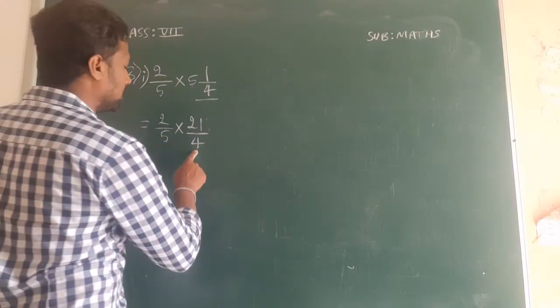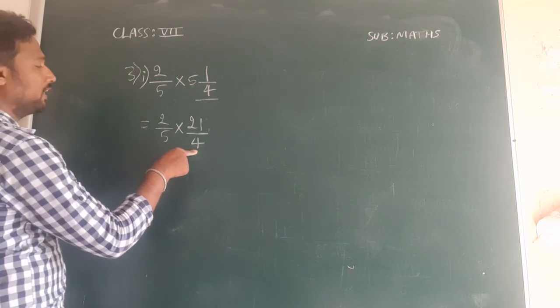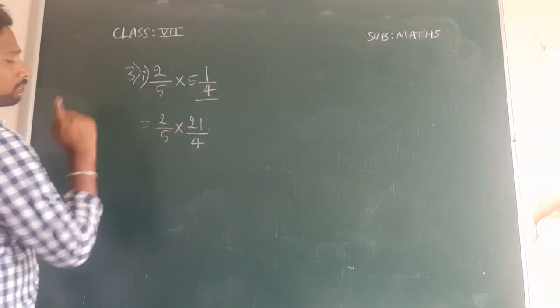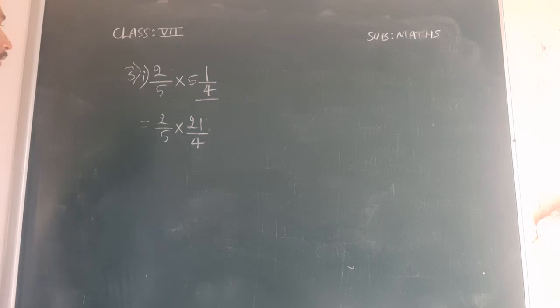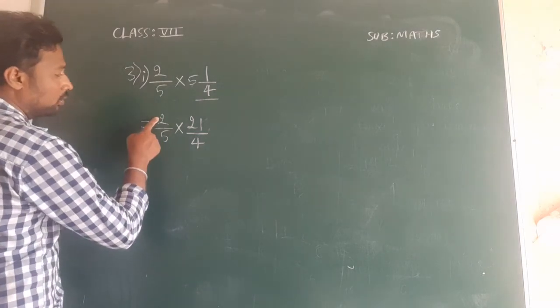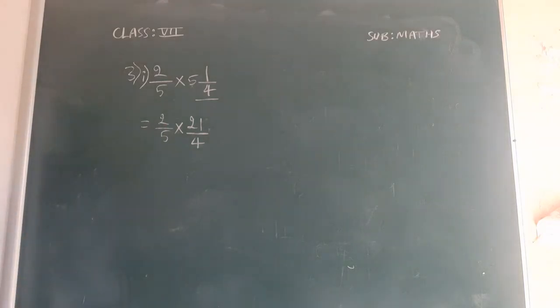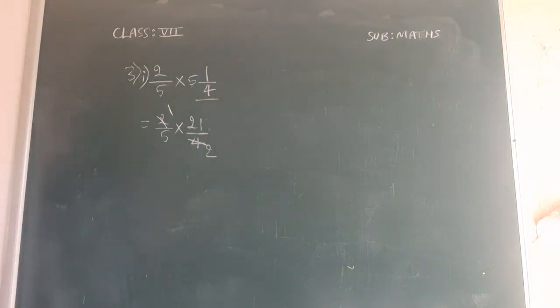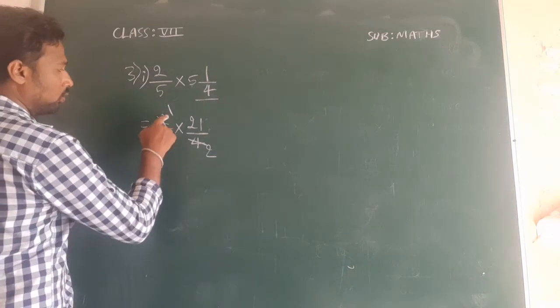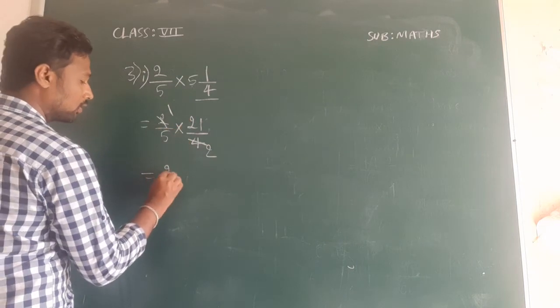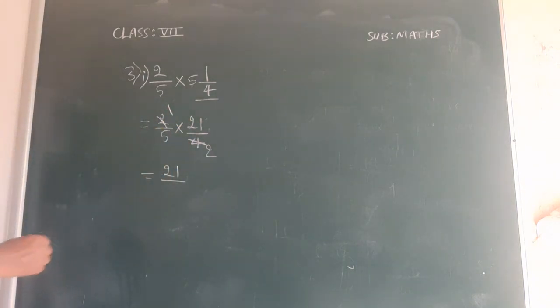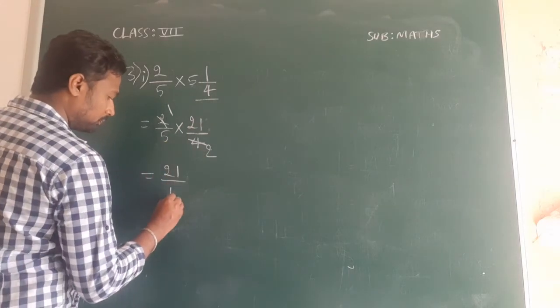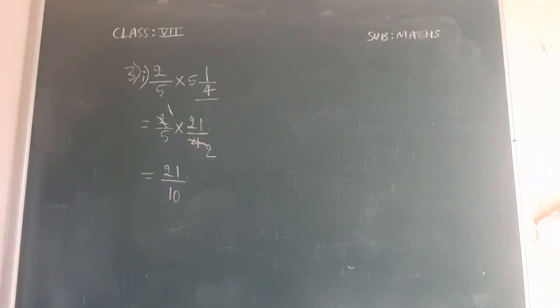And now I will check with 4 here. Is it possible to divide this 2 or 21 from table 4? Is it possible? Yes, you can see here 2 and 4. These two come in table 2 only. Okay. So here 2 ones are 2 and here 2 twos are 4. Now I will multiply the numerator first. 1 into 21, 21. And here 5 into 2, 10. 5 into 2 means what we got here? 10. So the answer is 21 divided by 10.